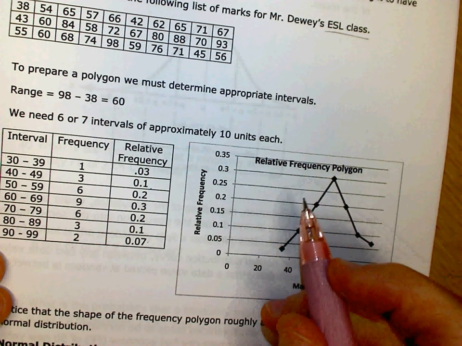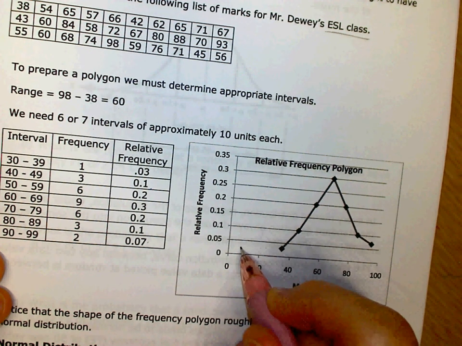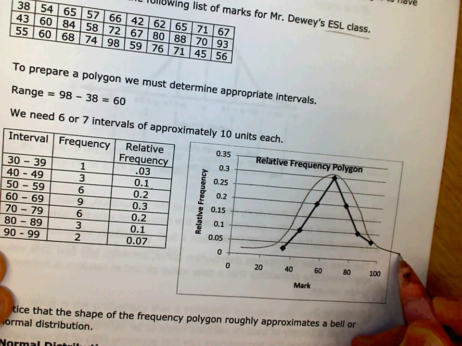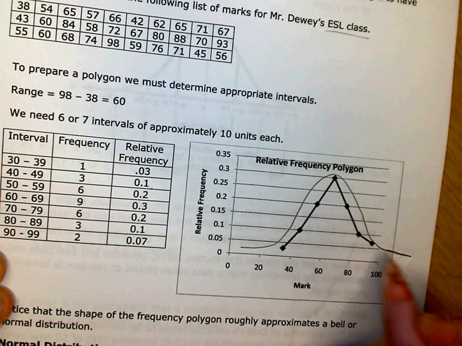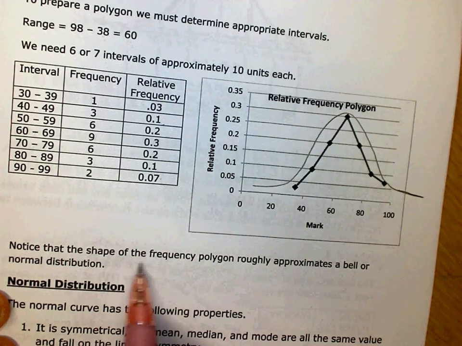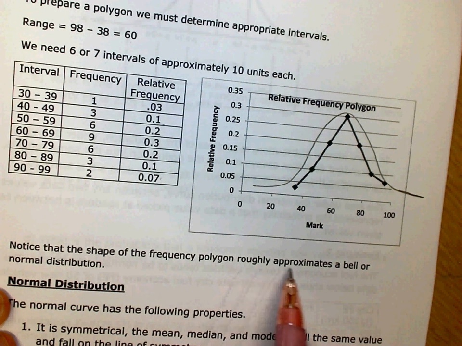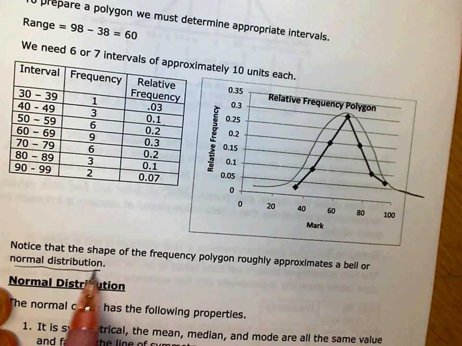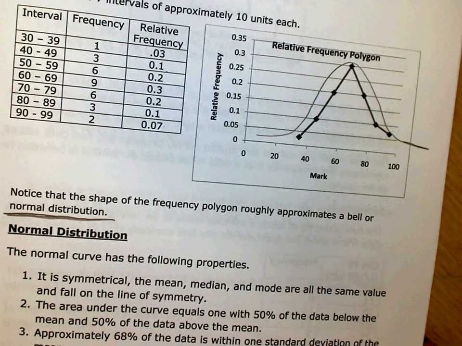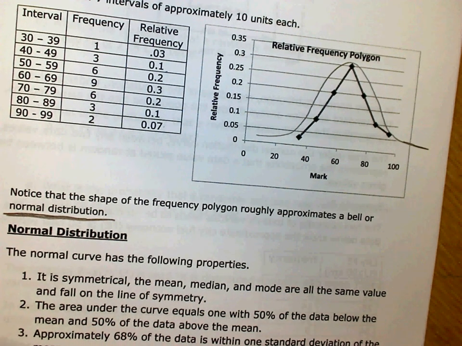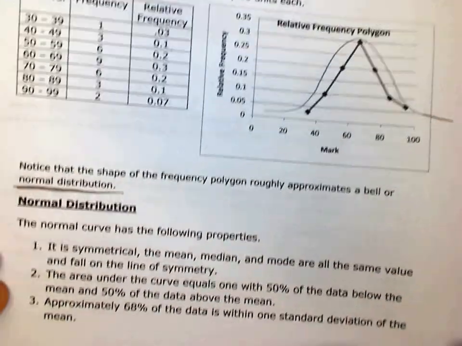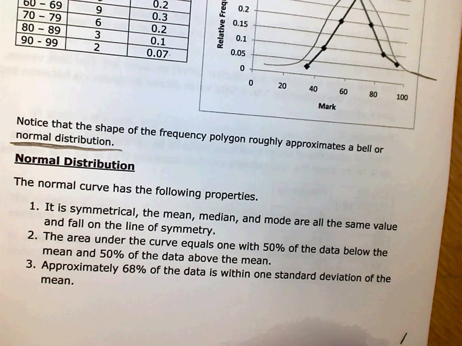Now, notice that this has approximately a bell shape, right? That it's approaching a normal distribution, a bell shape. Notice that the shape of the frequency polygon roughly approximates a bell or normal distribution. So let's find out some characteristics about the normal distribution, okay? Now, we have a picture of it on the other side, and I'm going to be flipping back and forth. I hope that doesn't make you dizzy.